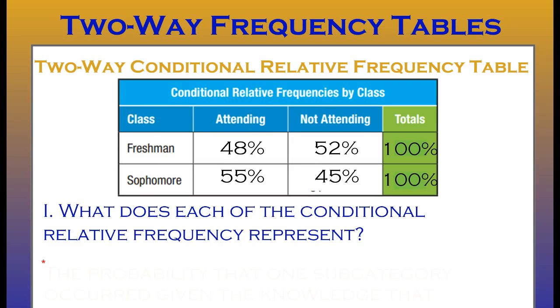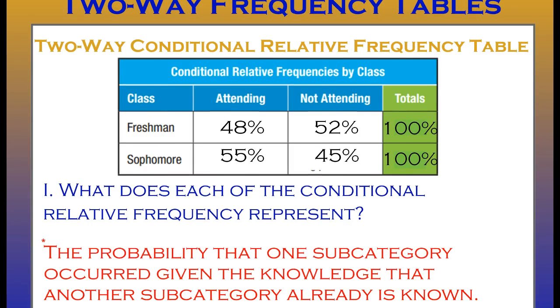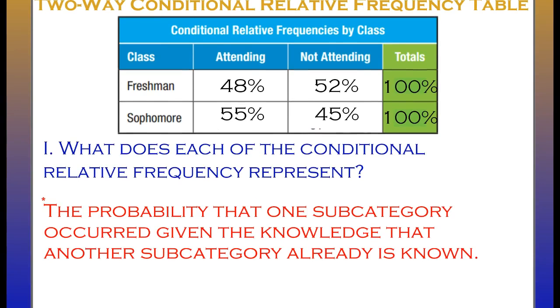I, what does each of the conditional relative frequencies represent? The probability that one subcategory occurred given the knowledge that another subcategory is already known.